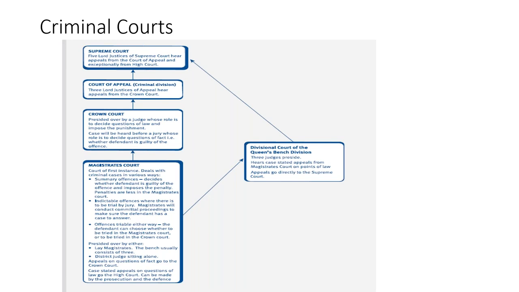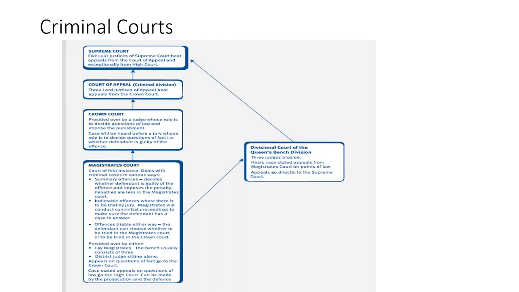So first we will talk about the Magistrate Court. The Court of First Instance deals with criminal cases in various ways. There are two ways in which the Magistrate Court hears a case. In the Magistrate Court, the case is heard by a magistrate, not a jury. If the question is about a jury, the court in which a jury hears the case is the Crown Court. For summary offenses, the court decides whether the defendant is guilty of the offense and imposes the penalties. Penalties are less in the Magistrate Court. So summary offenses are heard in the Magistrate Court.